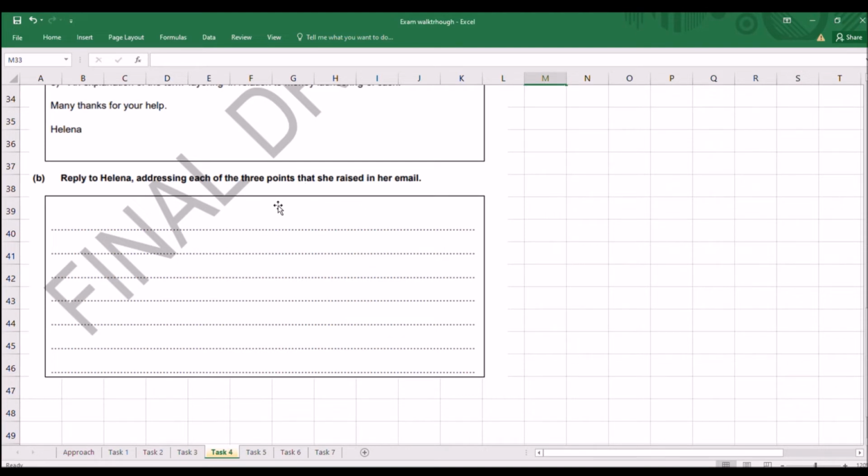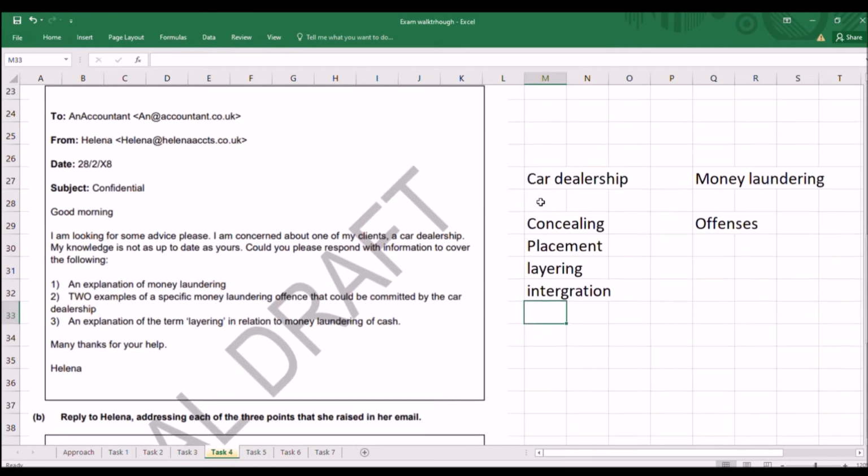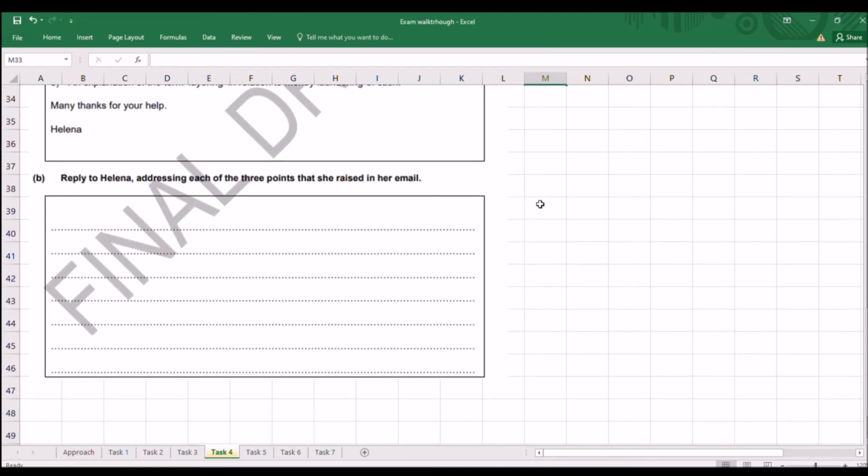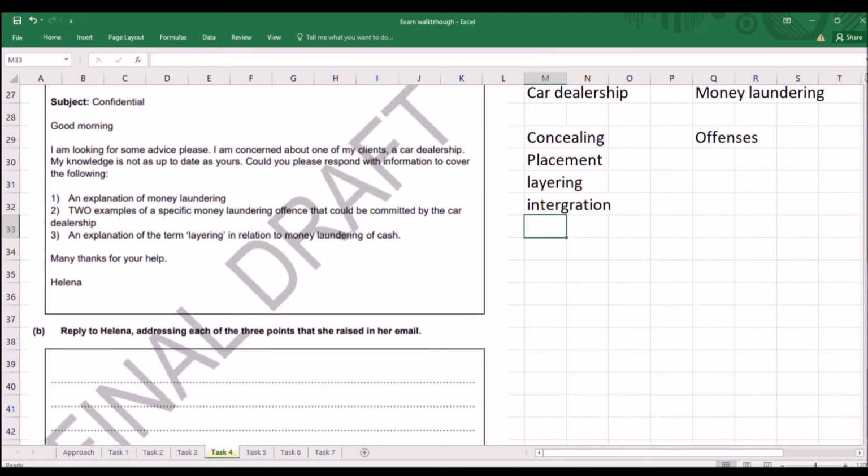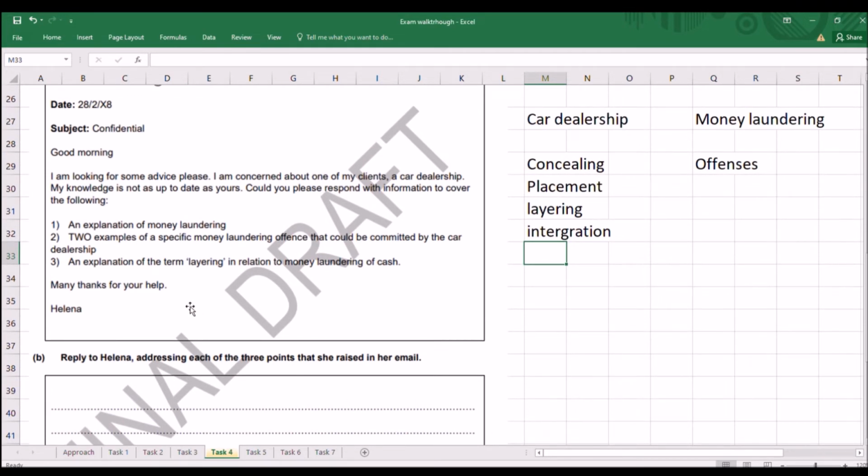Reply to Helena addressing each of the 3 points she made. So what was that first bit there? Right, okay. We've just gone and done that there. So that's the two examples of a specific money laundering offence. So we've done that one. And then explain the term layering.